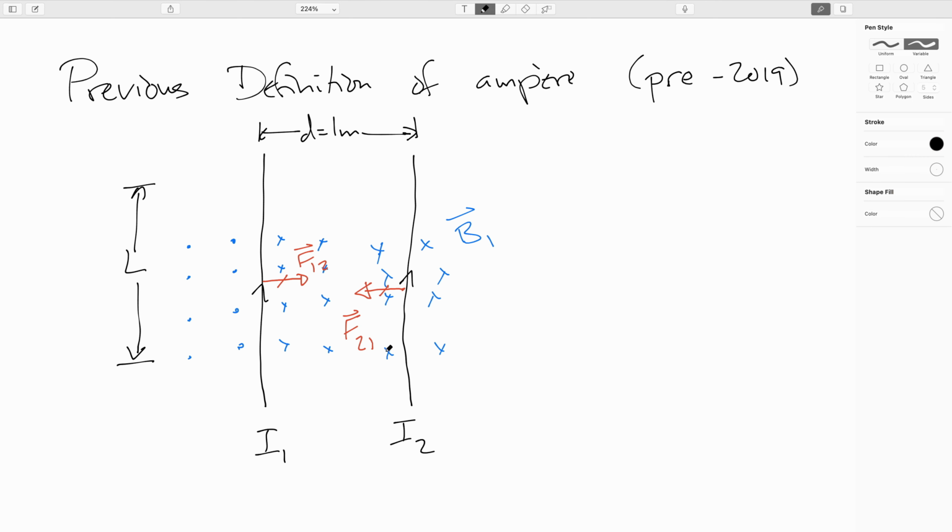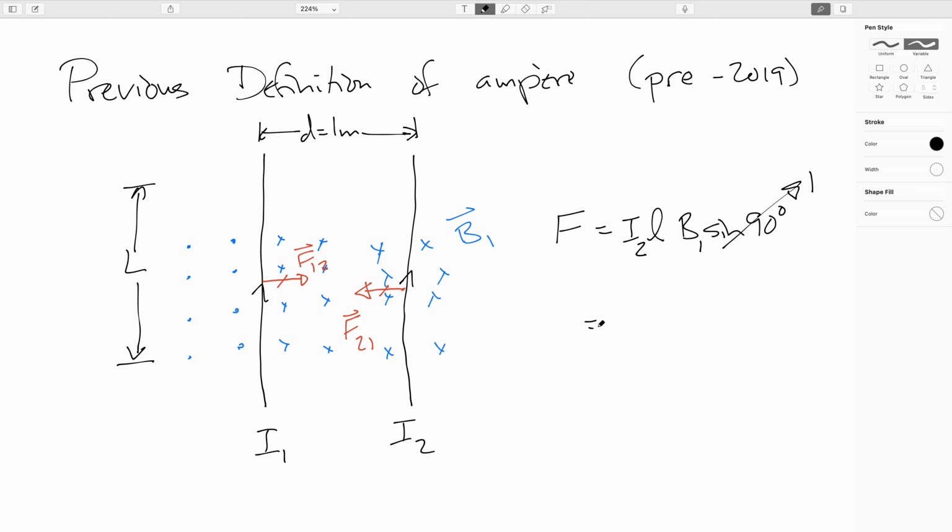So let's go ahead and calculate this F2 on 1, which I promise you is the same as F1 on 2, so I'm just going to call it F. It's going to be equal to I L B sine theta, and again here the angle between the current and the magnetic field is 90 degrees. The current is pointing up the screen, the magnetic field is pointing into the screen. That's 90 degrees. The sine of 90 is 1. So this is the current number 2, and this is the magnetic field at location 1.